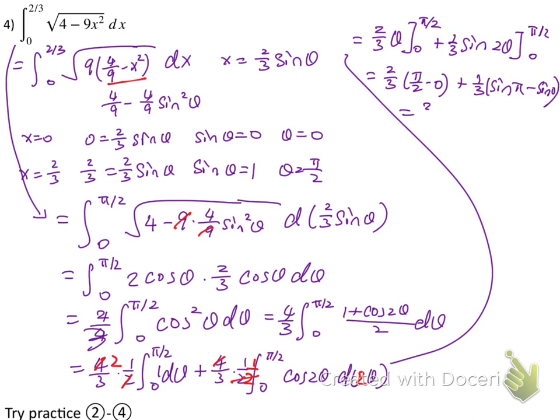So this gives me 2/3. Well, you don't need that, that's 0. You don't need that, that's 0. So the only thing that survives will be 2/3 times pi over 2, or pi over 3 after you cancel the 2's.